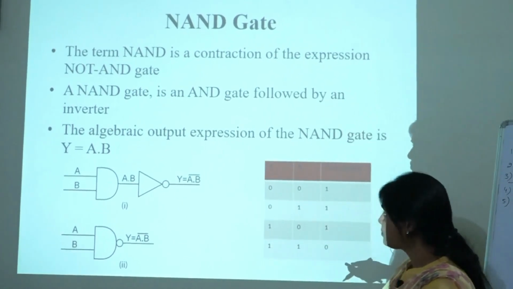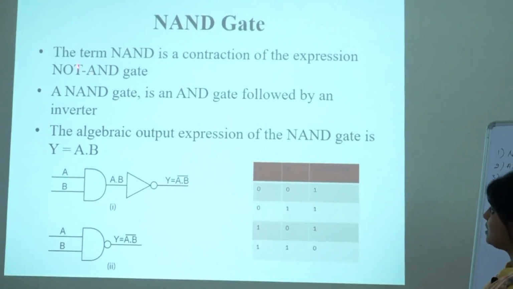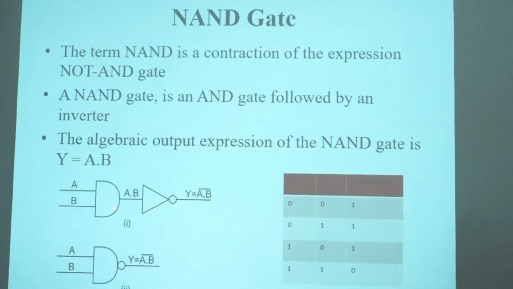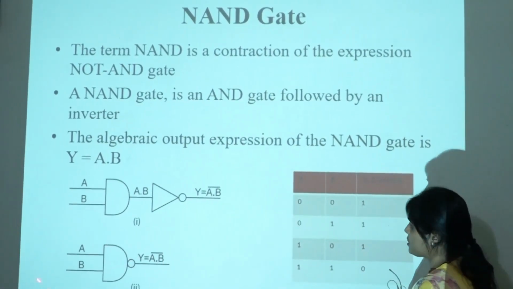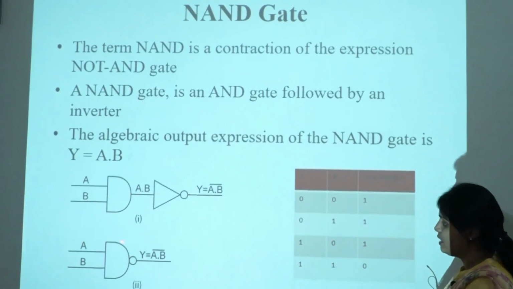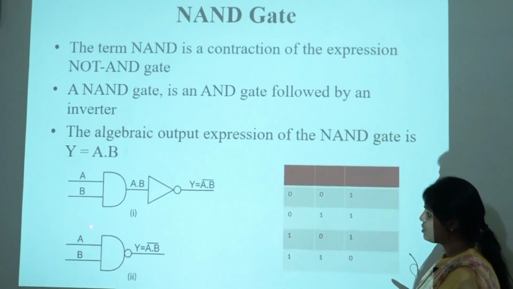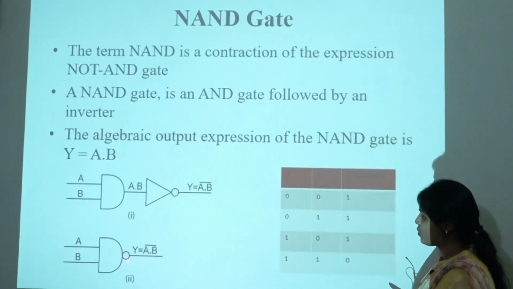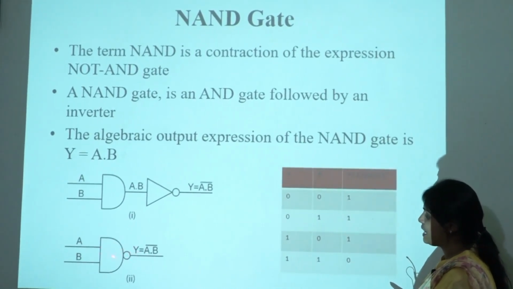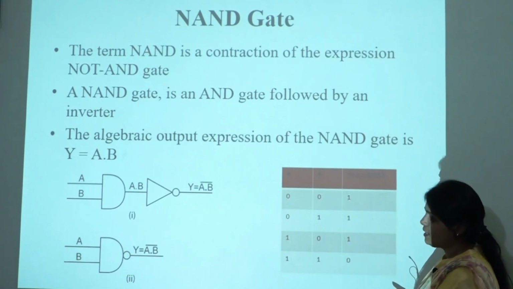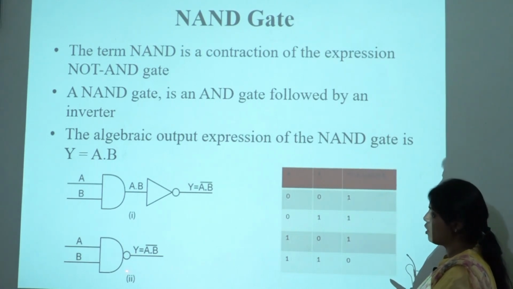The term NAND is a contraction of the expression NOT AND gate. This is the logic symbol of the NAND gate, where we can see an AND gate along with an inverter, hence the name NAND gate. As you can see, it is the AND operation with complement. That is the reason it is called the NAND gate: NOT with AND is called the NAND gate.